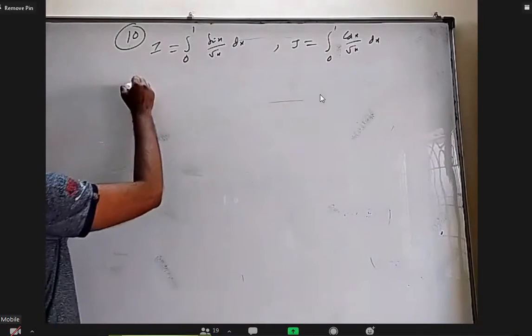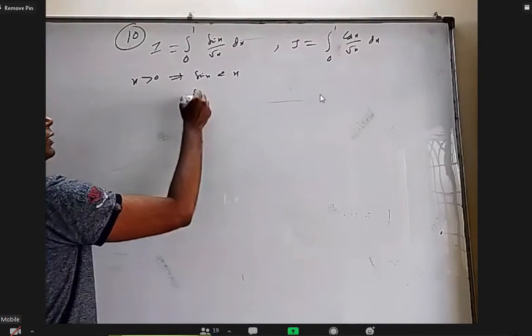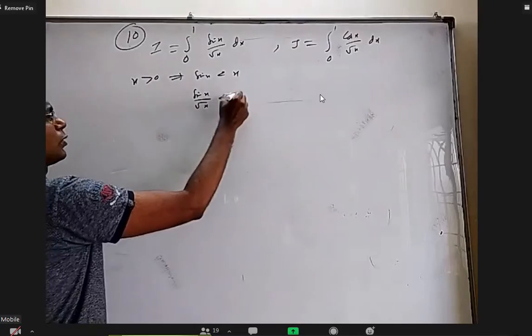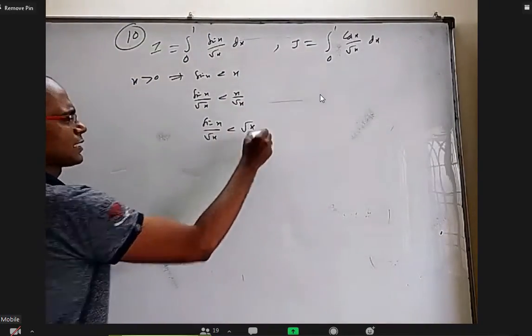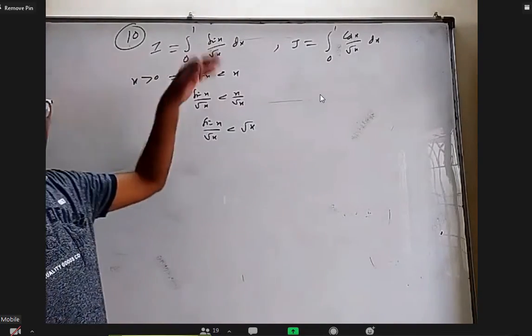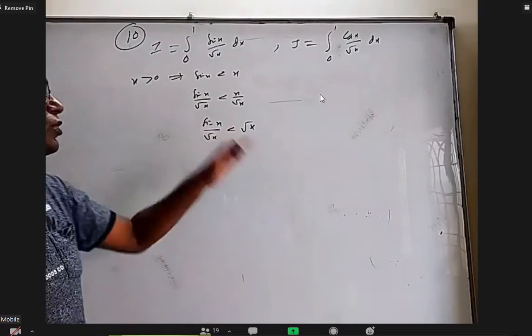Okay, we know for x greater than 0, sin x is less than x. Divide by root x, sin x by root x is less than x by root x. So sin x by root x is less than root x. We cannot integrate this in indefinite integration. So we are trying to find some function which is higher than this, which can be integrated.